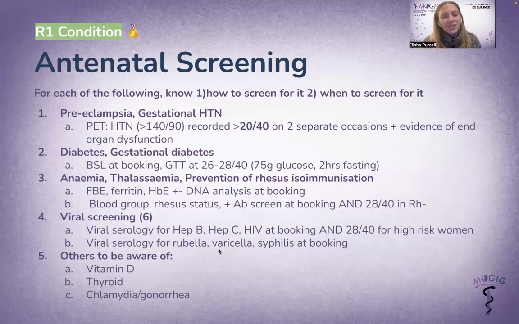The next one is just other things to be aware of: vitamin D, thyroid, and chlamydia/gonorrhea. Those ones you only screen for in women that are at increased risk, or you think may be susceptible to certain conditions that would warrant you to screen for those things.